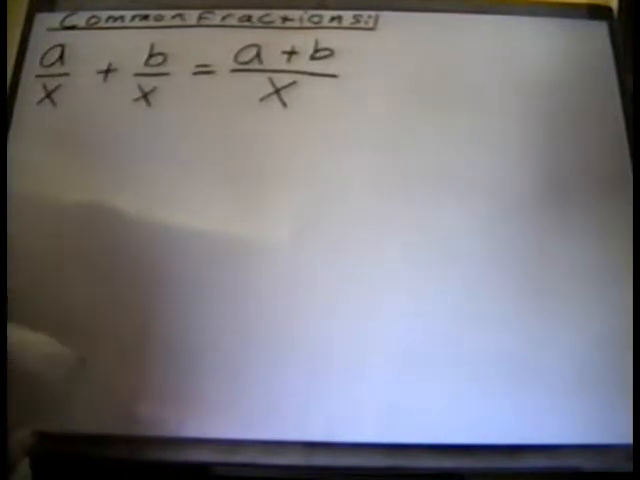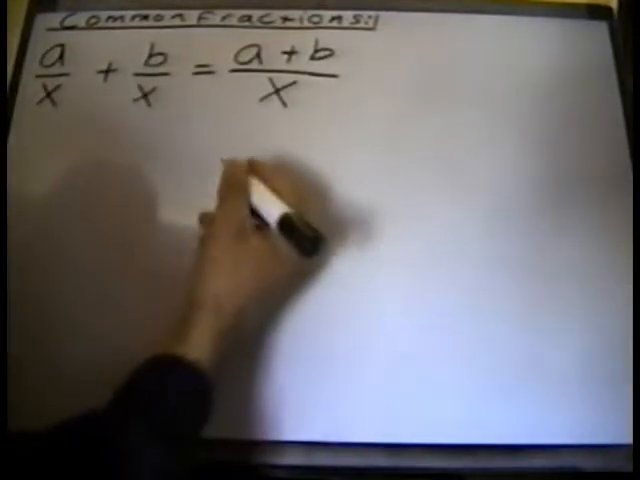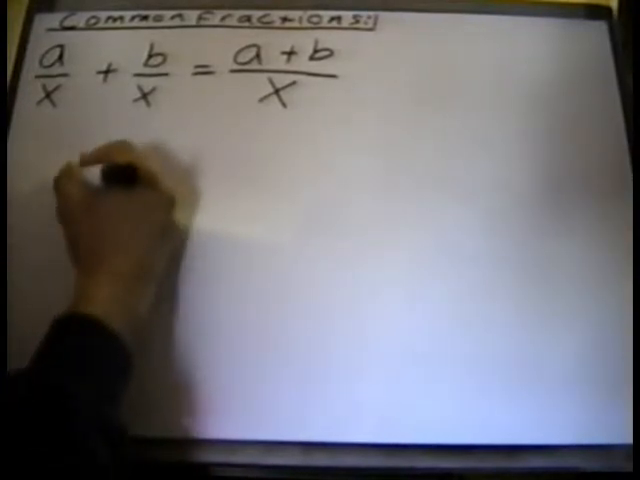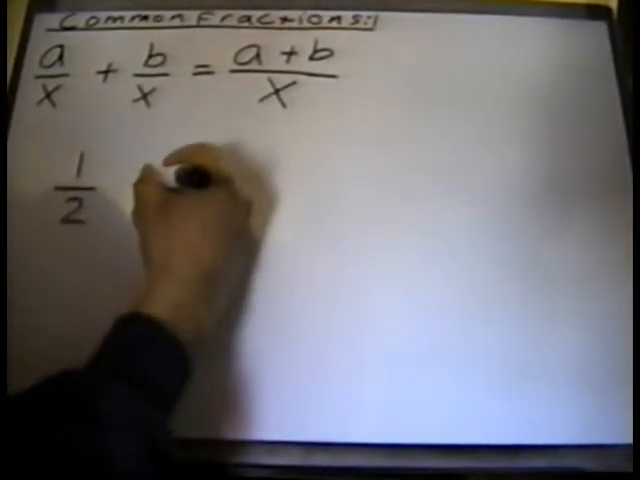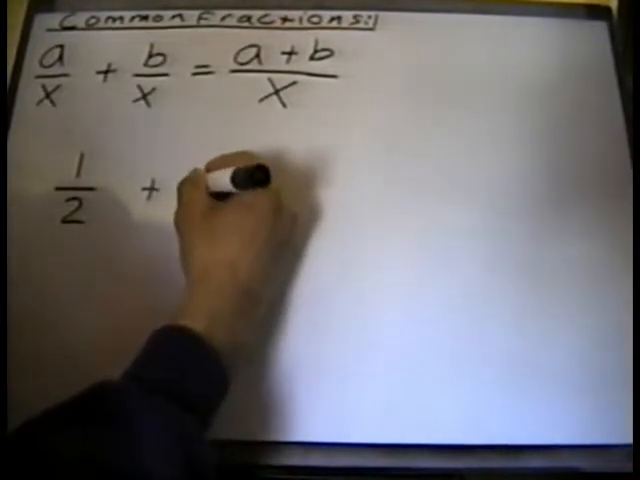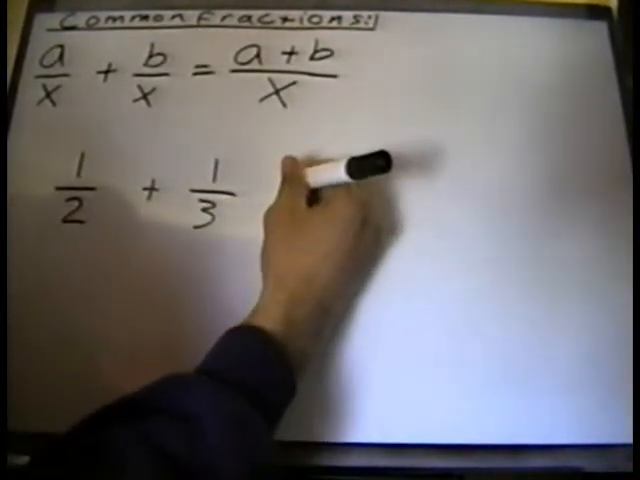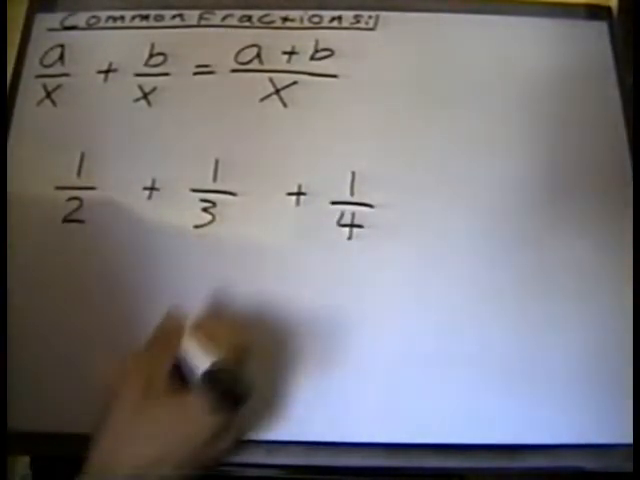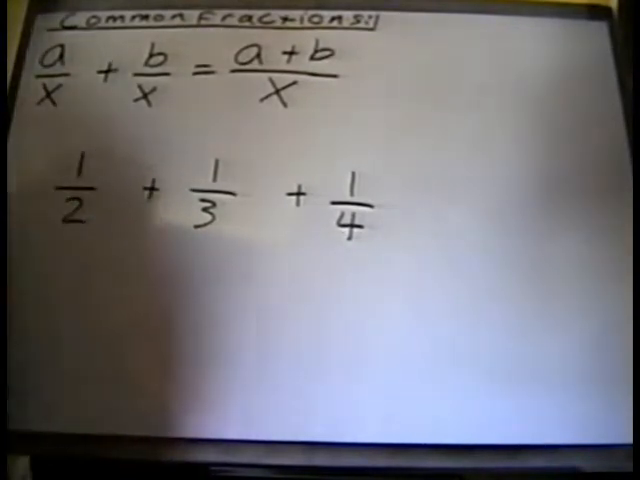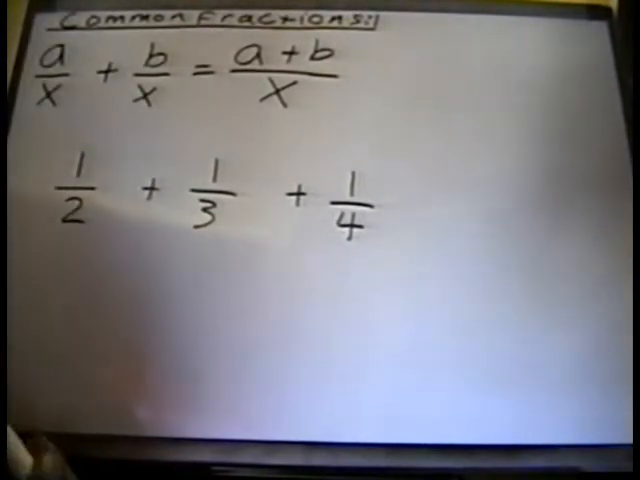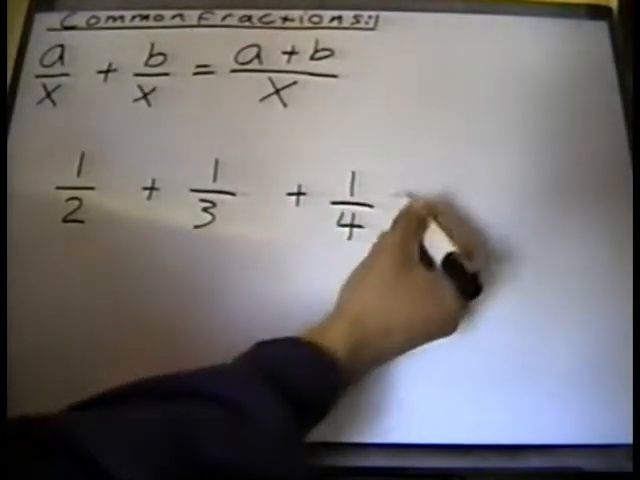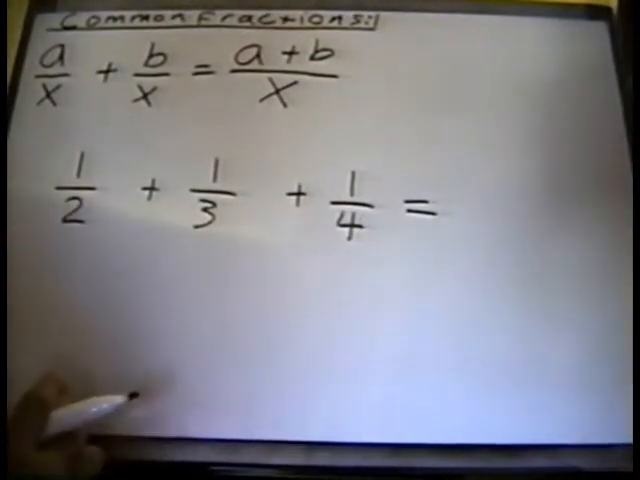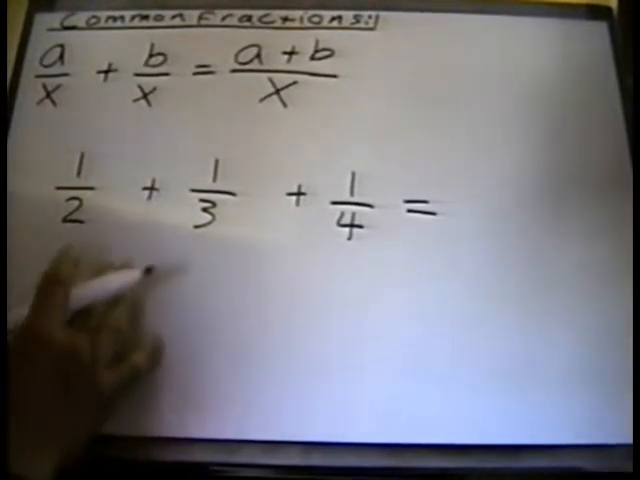Now, I'm going to do some more practice examples dealing with this form here. Now remember, we're saying that if we have, now we're going to try 1/2 plus 1/3 plus 1/4. Now, none of these fractions have like denominators. They all have unlike denominators.